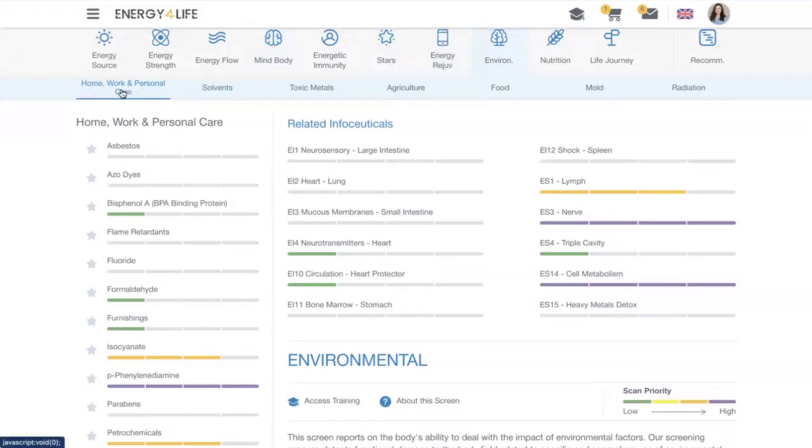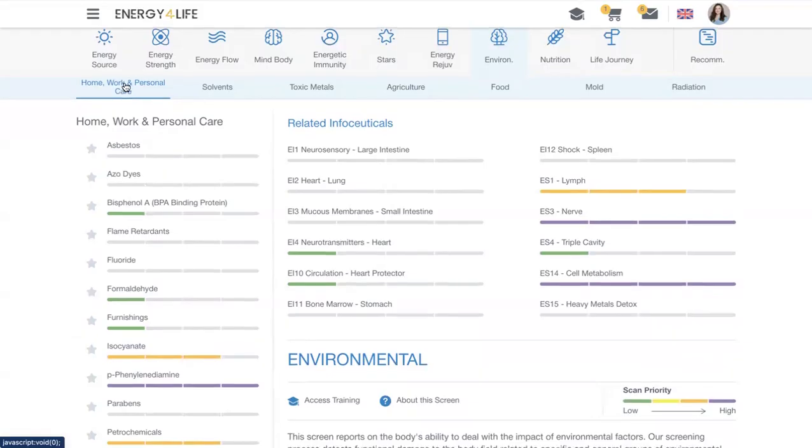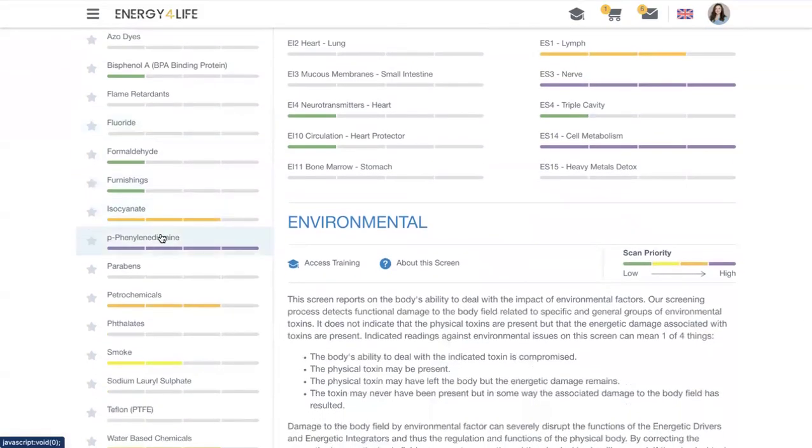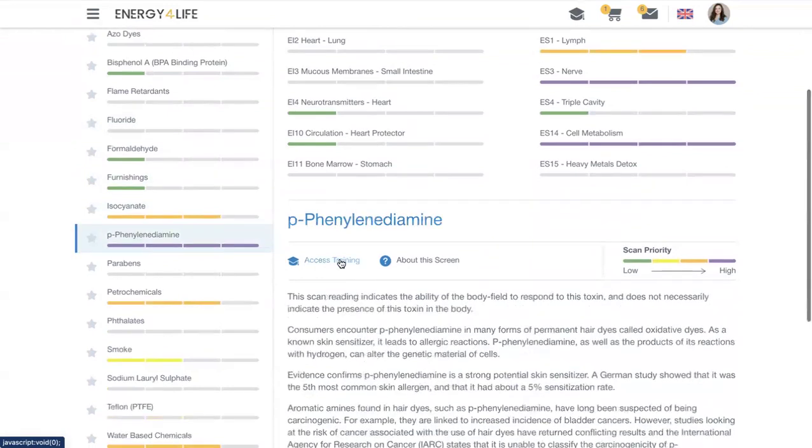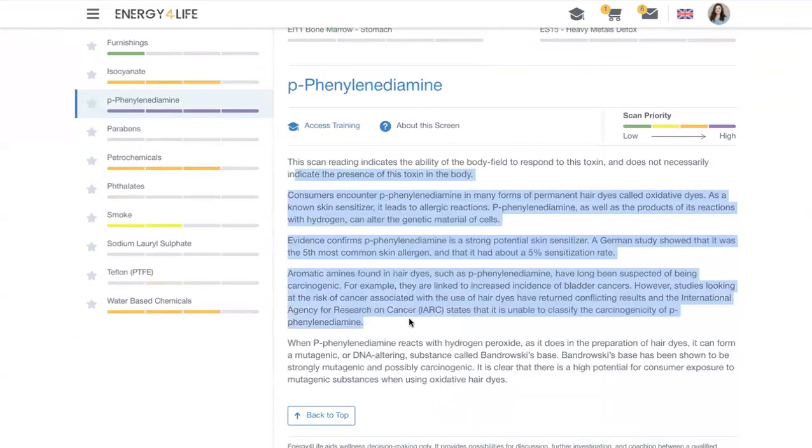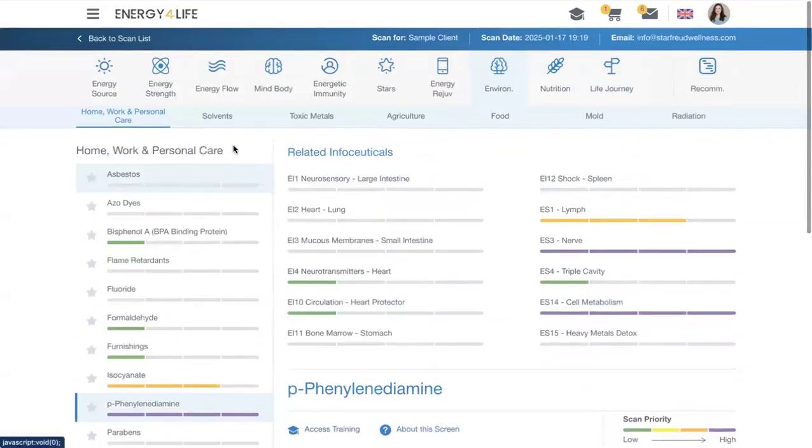So we talk about homework and personal care. So this is products that you use for toiletries, for the bathroom, kitchen cleaning products, laundry products, anything that you'd use to build your house or refurb, etc. So there are flame retardants or smoke, etc. So that will be showing up, which again you can click on, and it will provide the help file to explain to you what this all means.